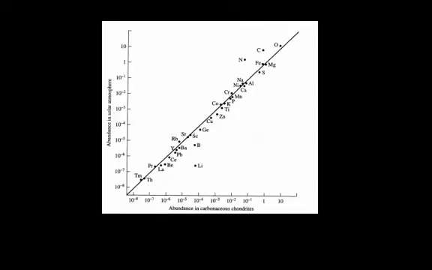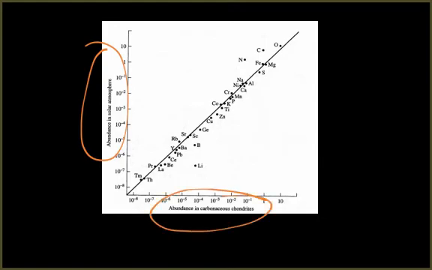Considering the abundance of elements in the solar atmosphere and elements in carbonaceous chondrites, you'll see there's a one-to-one correlation with this slope, indicating that the carbonaceous chondrites are very similar to the elemental composition of the solar atmosphere. And so these are good estimates for early Earth.